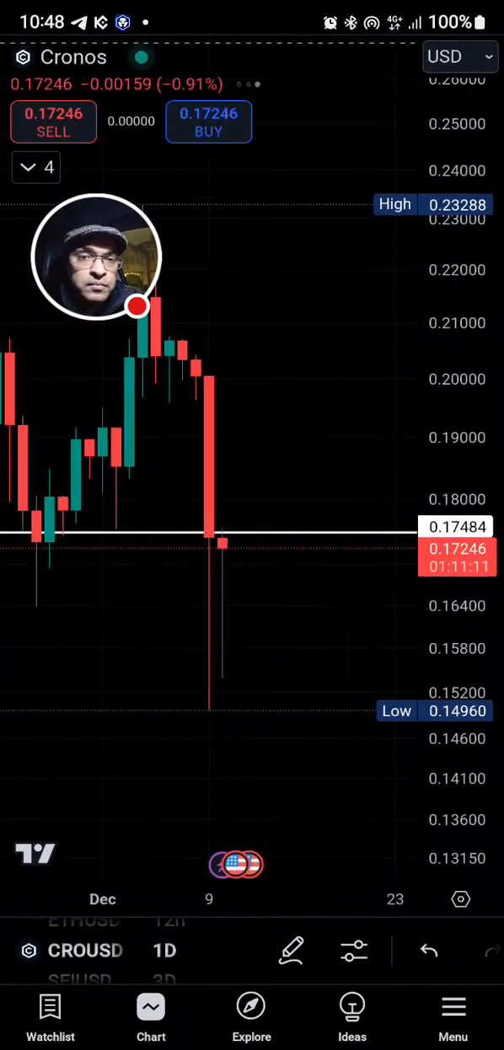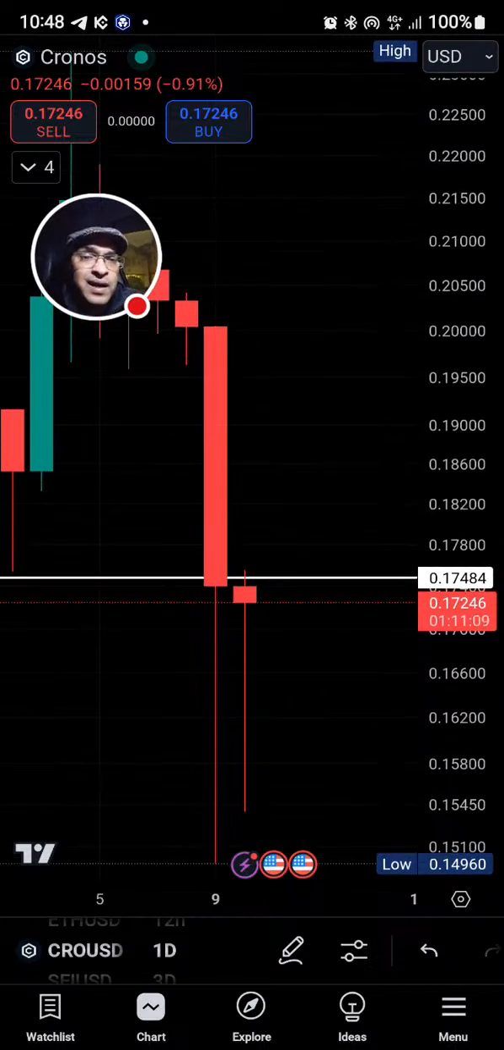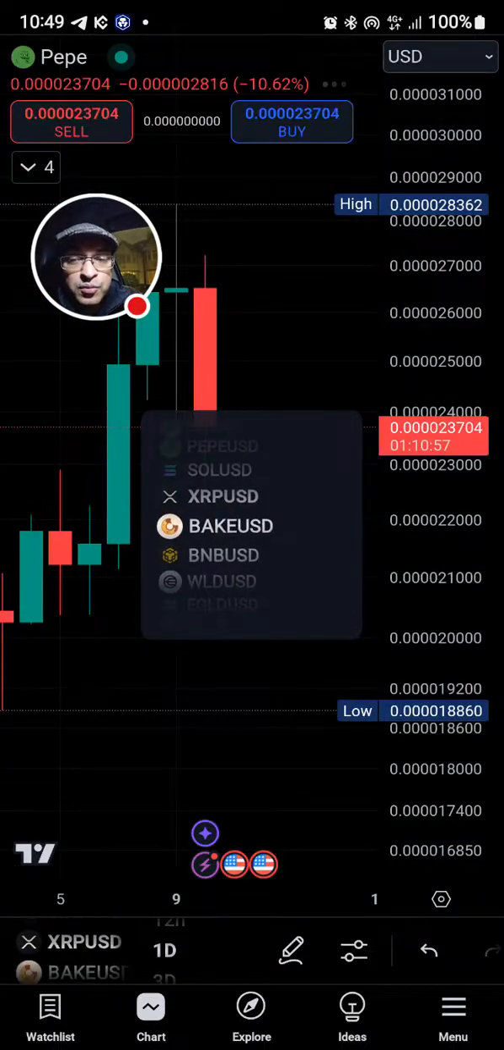Obviously, Crow recovered well. But look, what's it doing? It can't get above that line that we drew. So that's a support that became a resistance. Now we need to get back above that for it to be bullish. So those are the things we need.